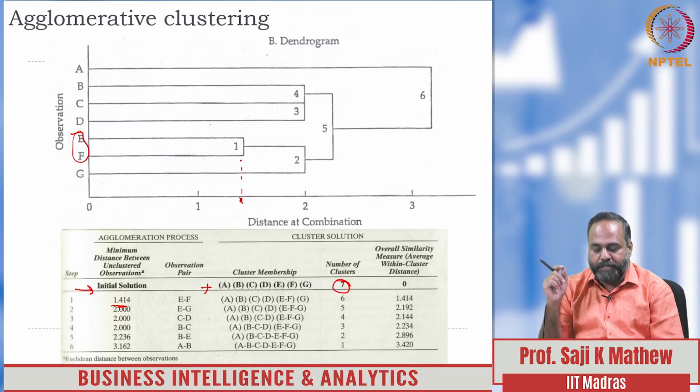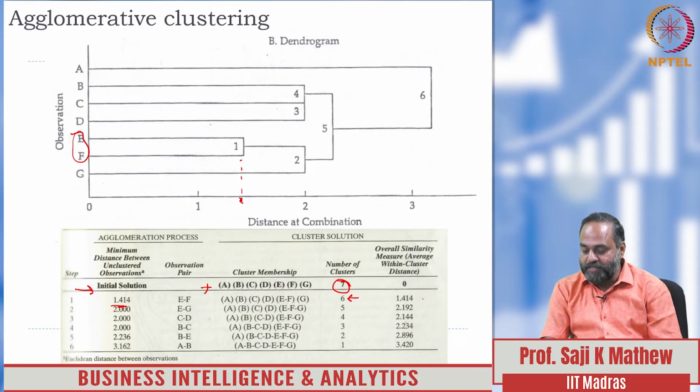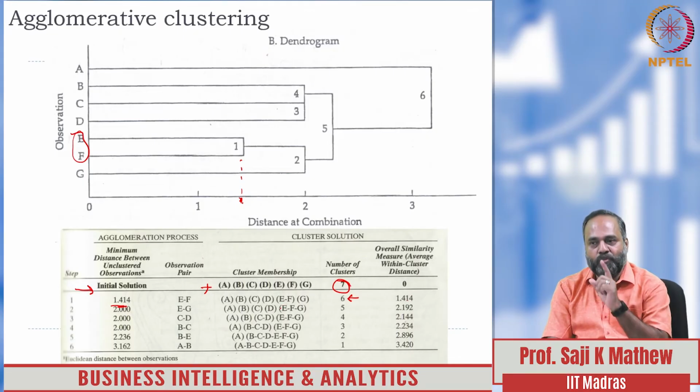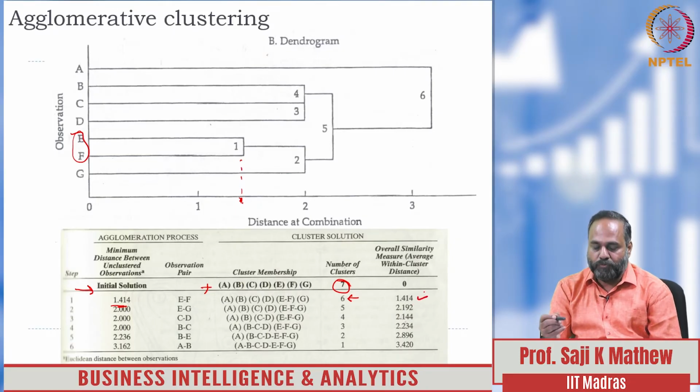So, E and F got connected, and now what is the number of clusters? A is a cluster, B is a cluster, C is a cluster, D is a cluster, E and F is one cluster, and then there is G. So the number of clusters becomes 6. Now, there is a within cluster distance, not intercluster distance, I am sorry, which is non-zero, higher than 0. What is that within cluster distance? It is the distance between E and F. There is only one pair there, so it is just the distance between E and F, which is 1.414.